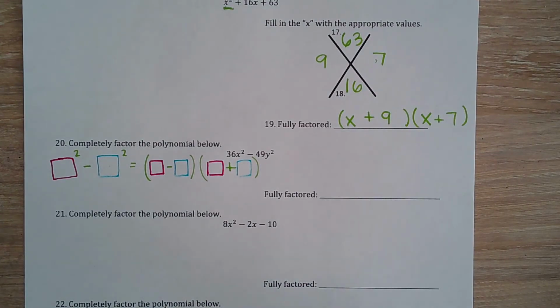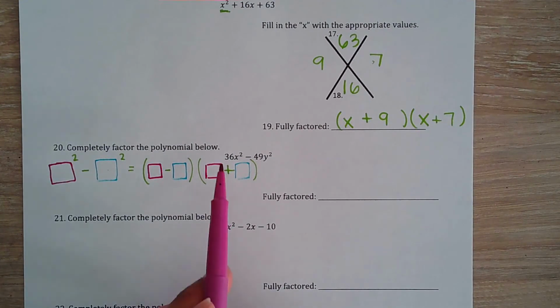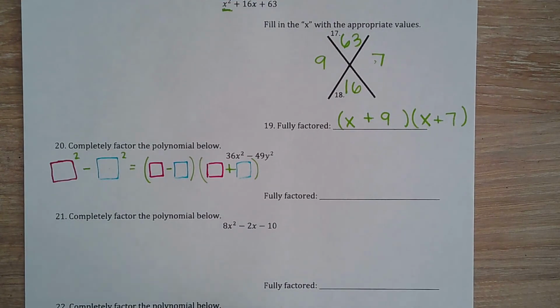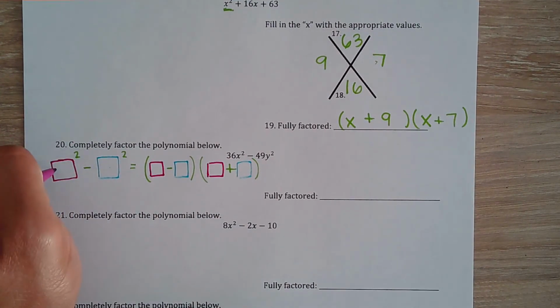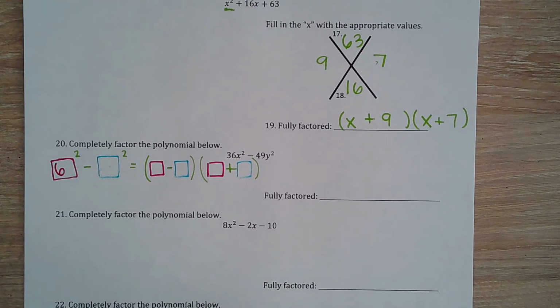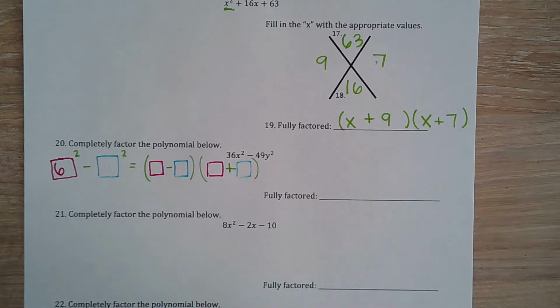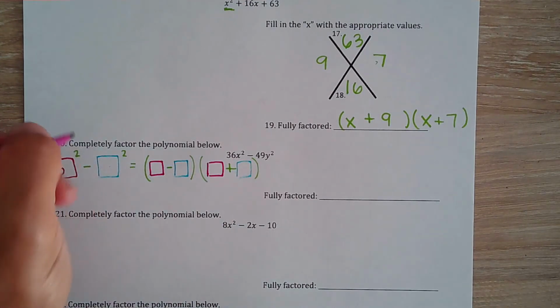All right, so let's just take it one step at a time. With the pink box, we want to figure out what we need to multiply by itself or what we need to square to get 36x squared. So let's just think of this step by step. What number could I square to get to 36? That number would be 6. 6 times 6 is 36. And then what do I need to square to get to x squared? That would just be x. So it's 6x.